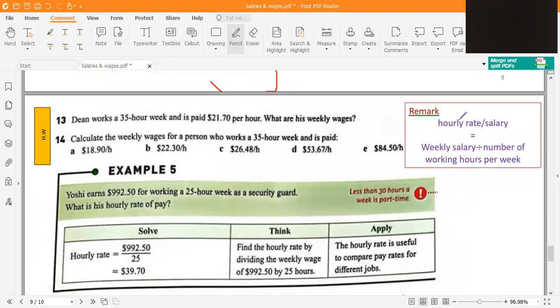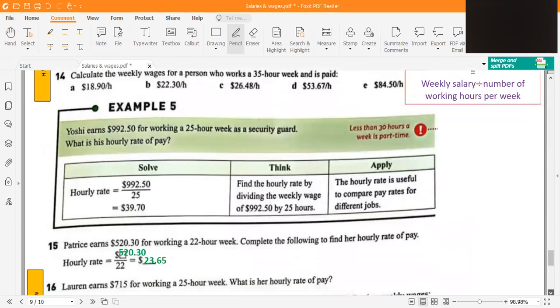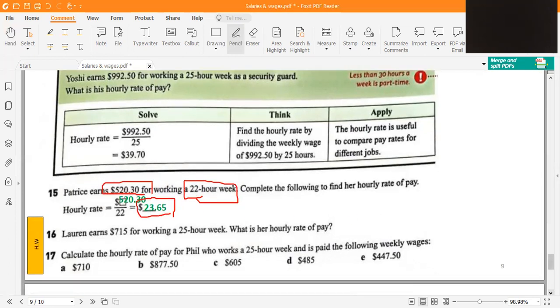How do we obtain the hourly salary from the weekly salary? We simply divide the weekly salary by the number of working hours per week. As we see here, for example, Patrice earns $520.30 for a 22-hour week. So we have the weekly salary, and we can divide it by the number of working hours per week to obtain the hourly rate, or the hourly wages.